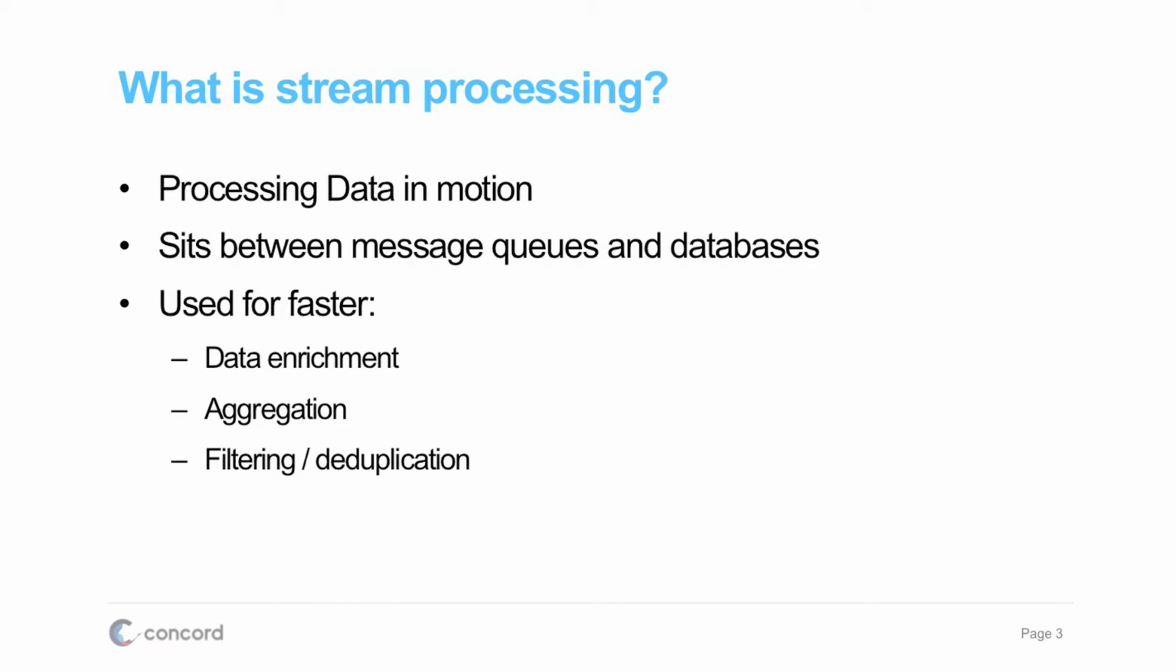So what is stream processing? We basically see stream processing as processing data in motion. Traditionally, most people have been processing data at rest based on the database, either running a job or querying the database. But when there's a lot of data, and you want to get results faster, you might want to process the data even before it hits the database. So most stream processors today generally sit between message queues like Kafka and databases like Cassandra or HDFS.